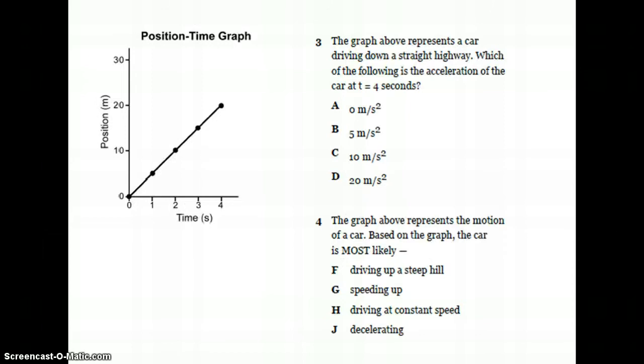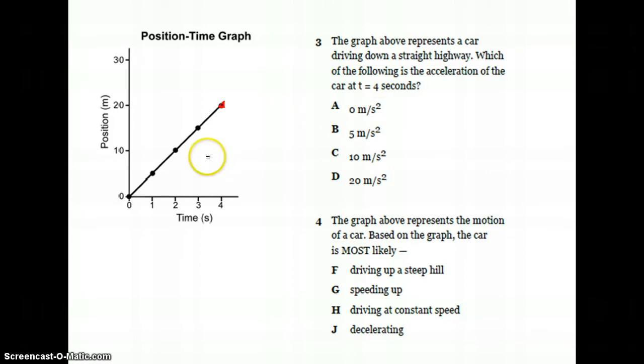And our last ones for today. The graph above represents a car driving down a straight highway. Which of the following is the acceleration of the car at t equals 4 seconds? Right there. All right, so we're looking at this one here. So the graph above represents the car. Which of the following is the acceleration of the car at t equals 4 seconds?